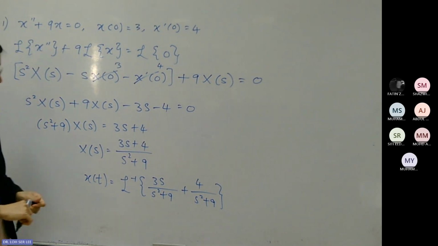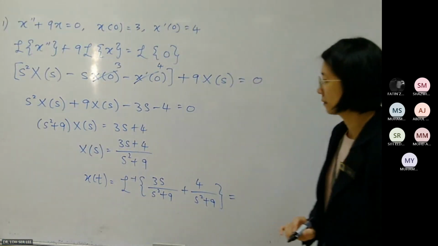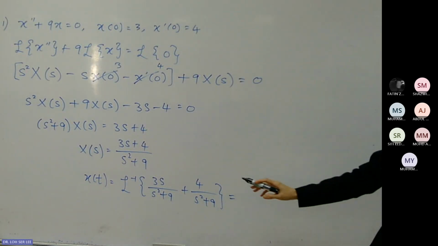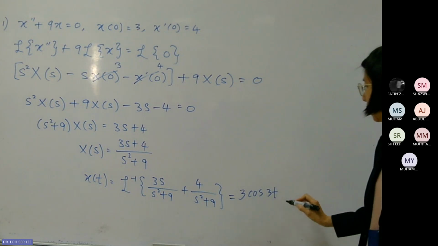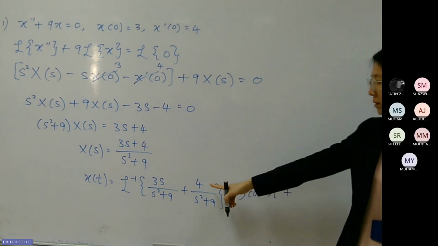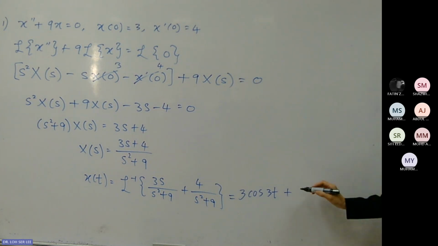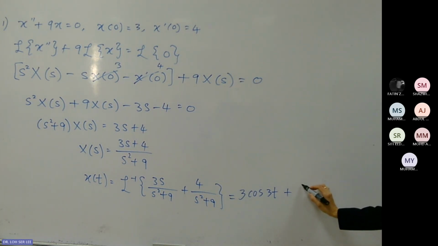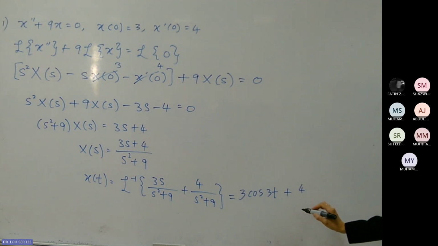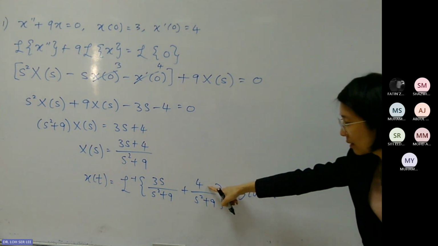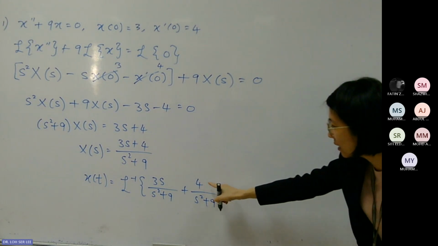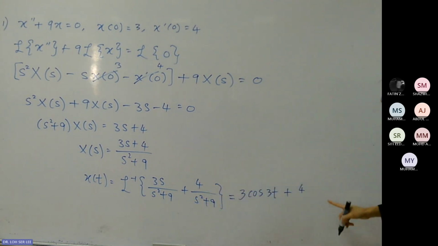So the answer is 3 cos 3t plus 4 cosine. You need a 3, right? Do not forget about the a here. You take out the 4, you need an a here. The a is 3. When you insert the 3, divide the 3 outside. So this is sine 3t.